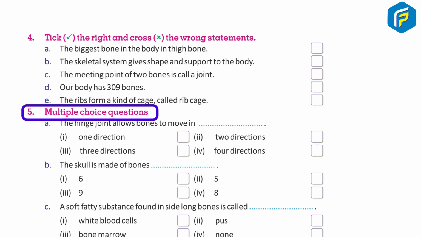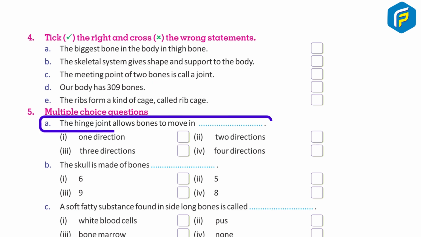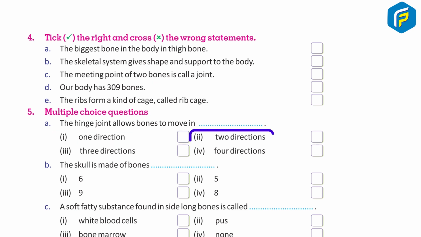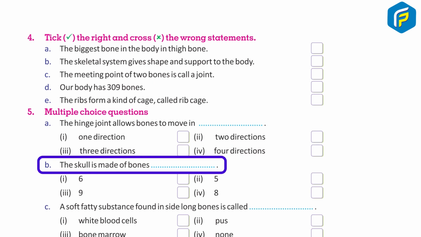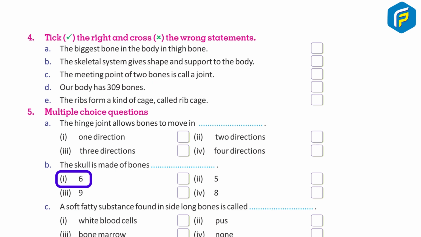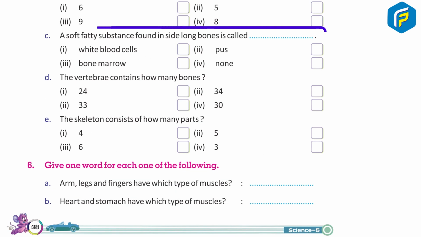5. Multiple choice question. A. The hinge joint allows bones to move in dash. 1. One direction, 2. Two directions, 3. Three directions, 4. Four directions. B. The skull is made of bones dash. 1. 6, 2. 5, 3. 9, 4. 8. C. A soft fatty substance found inside long bones is called dash. 1. White blood cells, 2. Pus, 3. Bone marrow, 4. None.